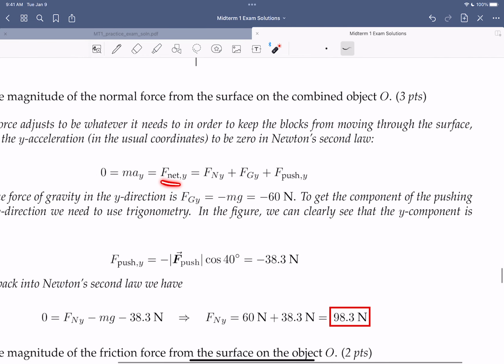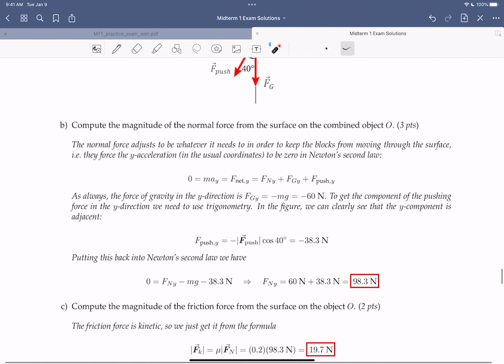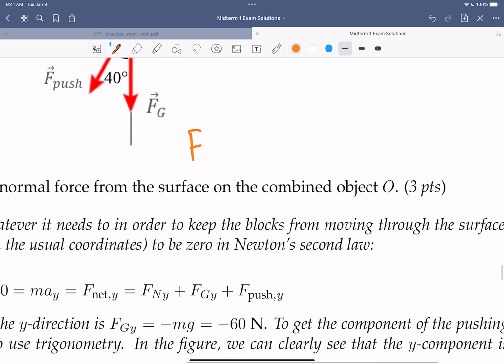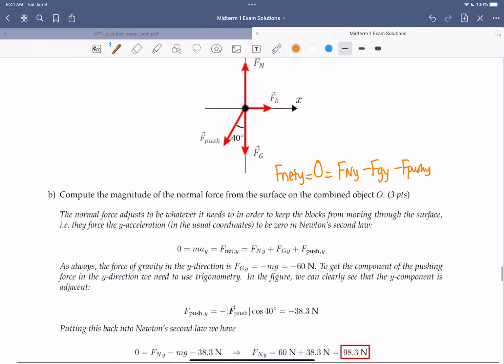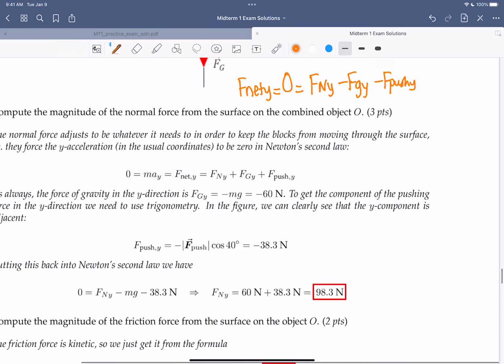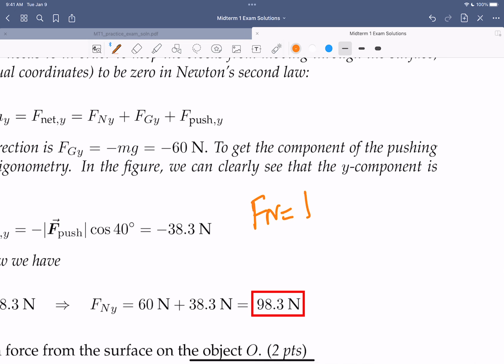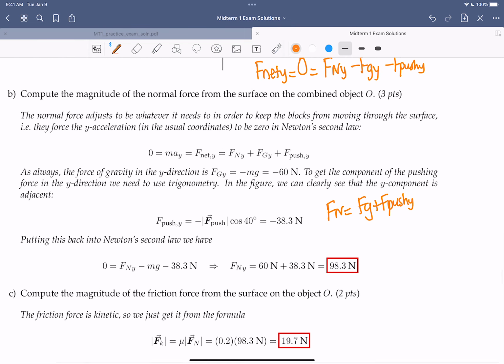So we can set up an F net equation, F net Y is equal to Fny. And I don't like how they put plus for everything. So when I set it up, I would do this on the exam. I would say F net Y is equal to 0, because there are no net forces in the Y direction. And so Fny minus Fgy minus F push Y. That's how I would set it up. And so therefore, my Fn is equal to Fg plus F push Y.